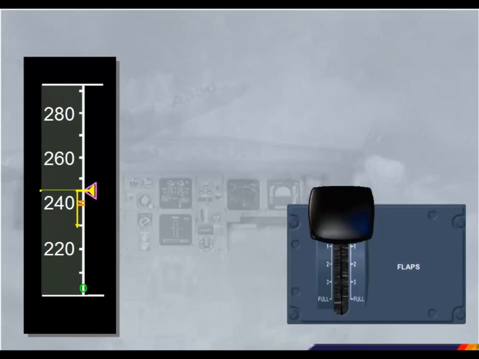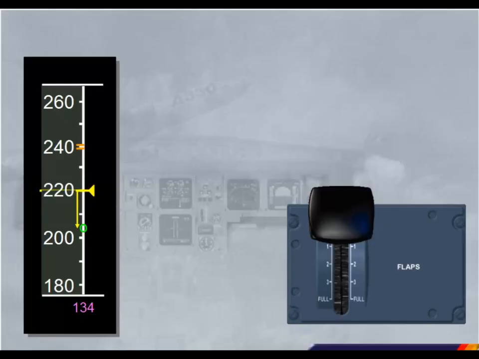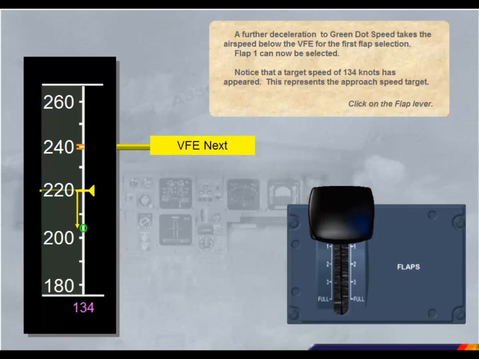A further deceleration to green dot speed takes the airspeed below the VFE for the first flap selection. Flap 1 can now be selected. Notice that a target speed of 134 knots has appeared. This represents the approach speed target. Click on the flap lever.